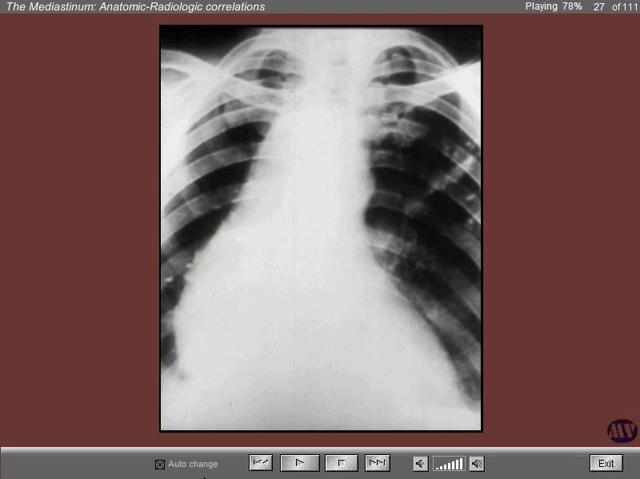Whenever we lose the pleuro-azygoesophageal line and there is a widening of the mediastinum, we should always obtain a lateral view of the chest and particularly consider an esophagogram.